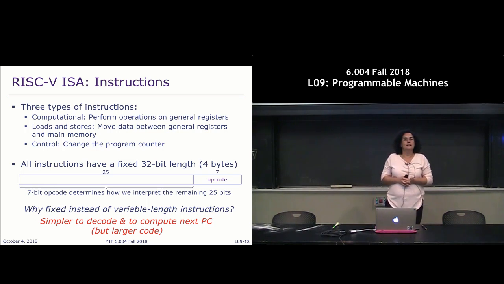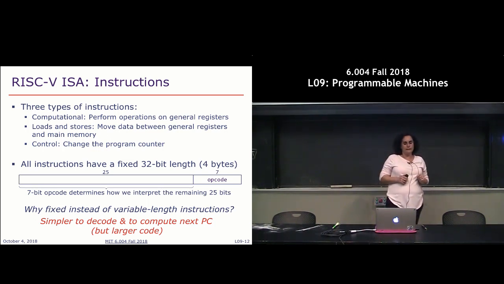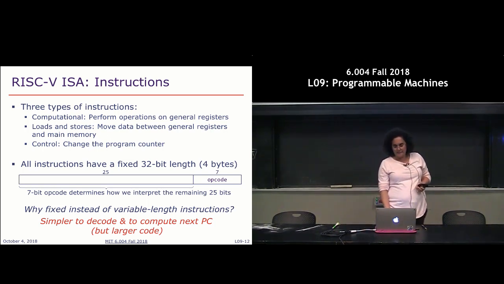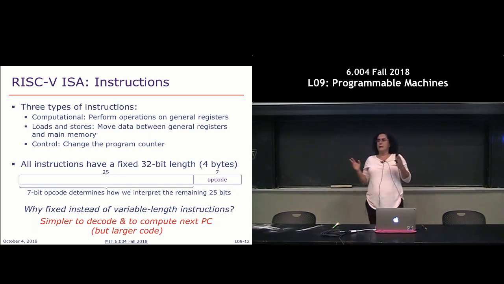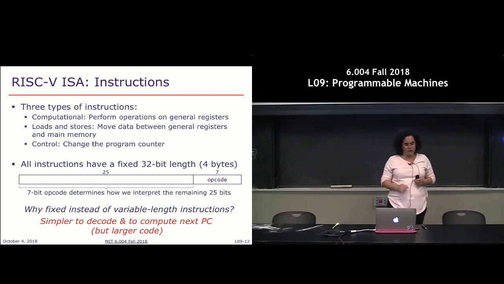All right, so our instructions, as we said, are all 32 bits wide, and they look like this. We basically have a 7-bit opcode and a bunch of other bits, which we won't get into the details of just now. But this 7-bit opcode is essentially defining a class of instructions. And so it's going to tell us how to decode the other 25 bits in my instruction.